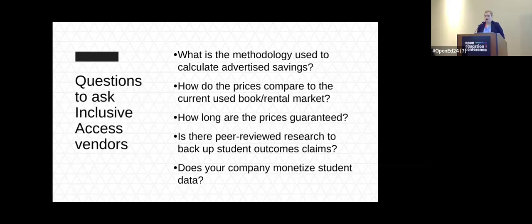As well, how long will prices be guaranteed? Is there an inflation cap? Is there anything in place that's going to prevent them from raising prices each year? Is there peer-reviewed research to back up their student outcomes claims? Sometimes there will be claims about how inclusive access programs improve student success. We would just like to see that and know exactly where that claim is coming from.